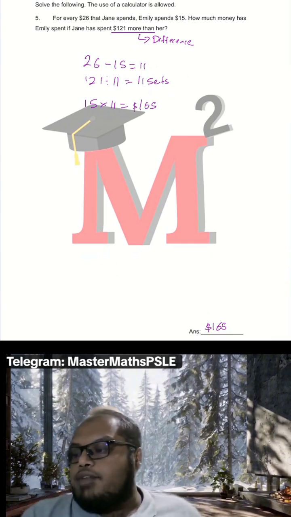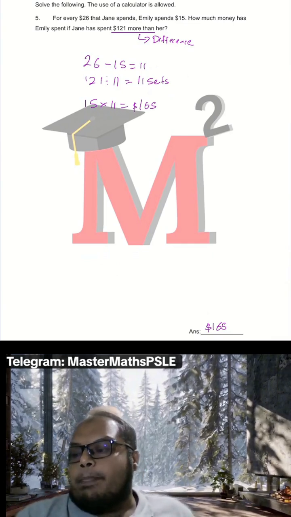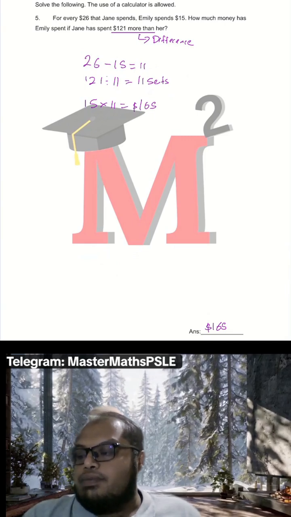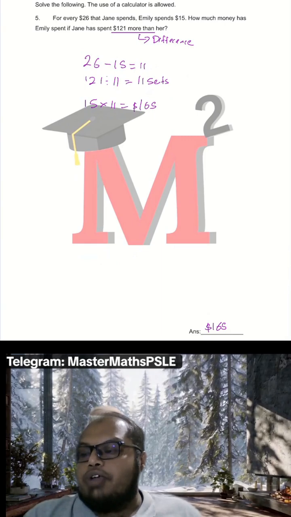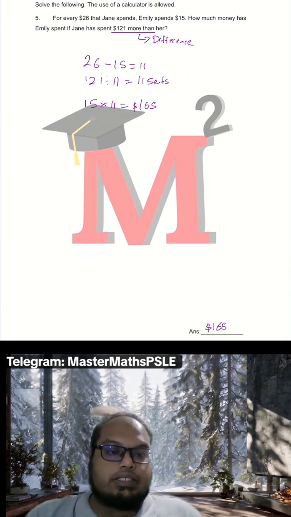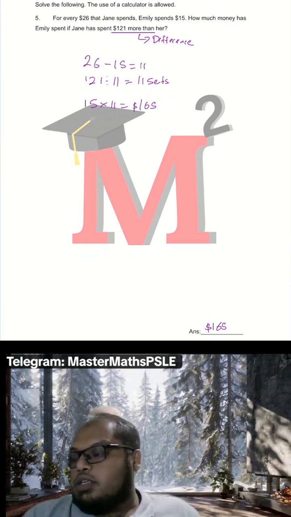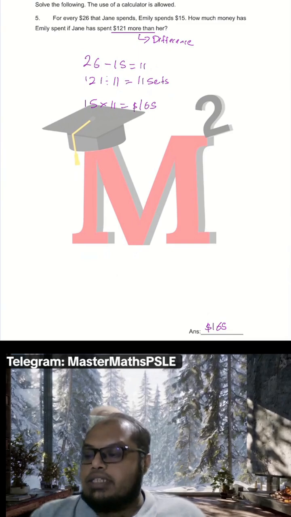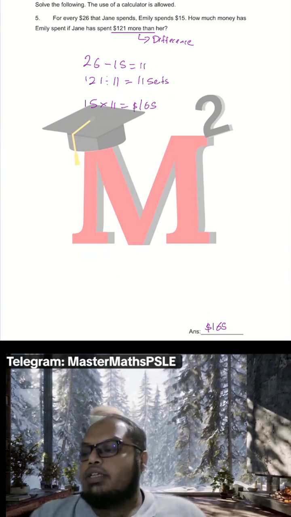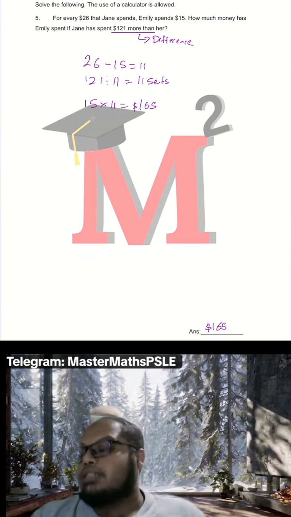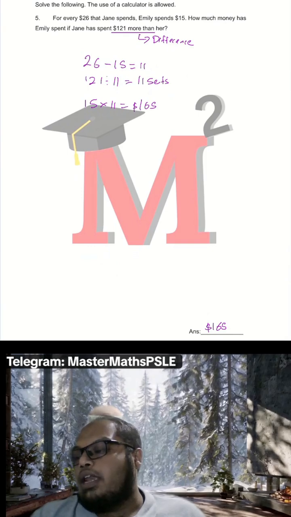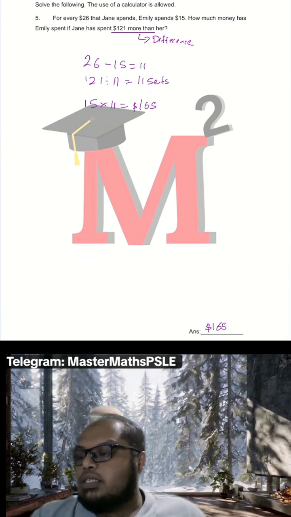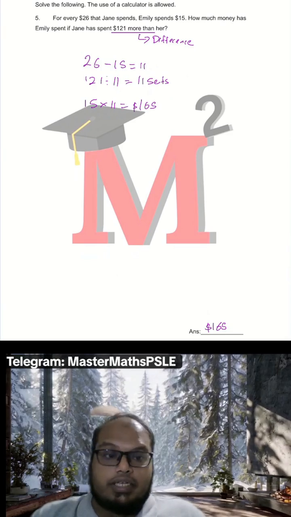So here, for every $26 that Jane spent, Emily spent $15. How much money has Emily spent if Jane spent $121 more than her? Again, you are given the difference. Same thing like just now, 26 minus 15 is 11. 121 divided by 11 is 11 sets. They're asking for the amount that Emily spent, so I must take Emily's $15 times 11.